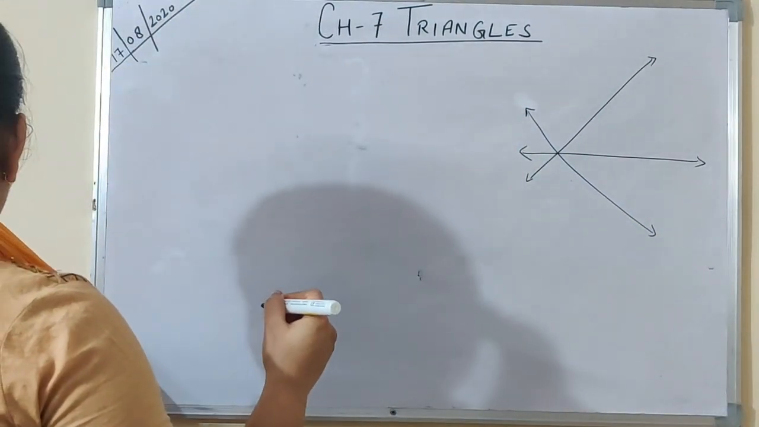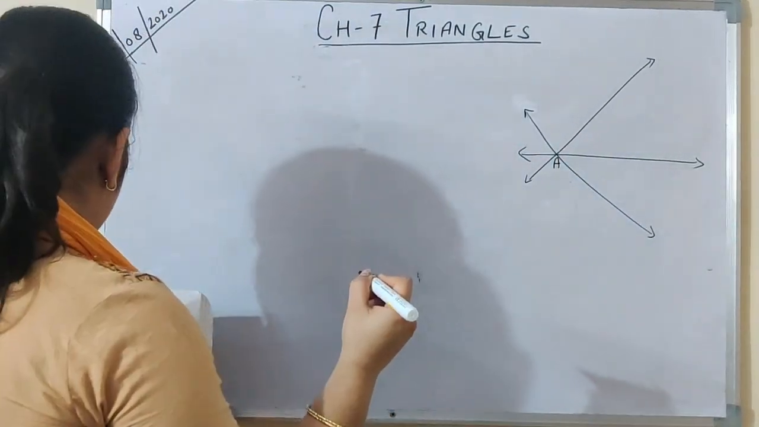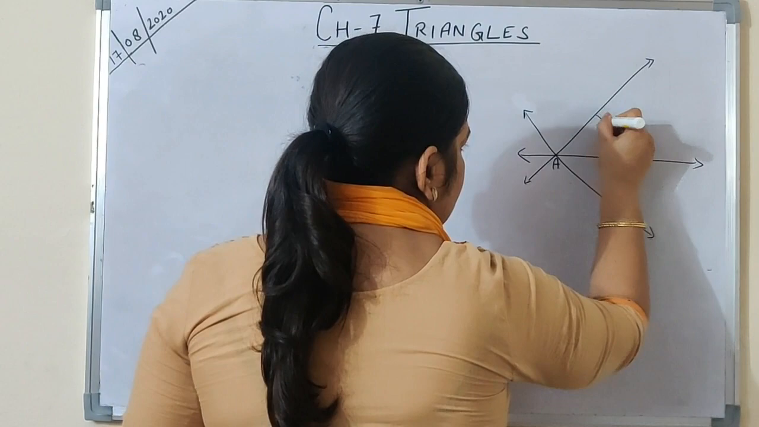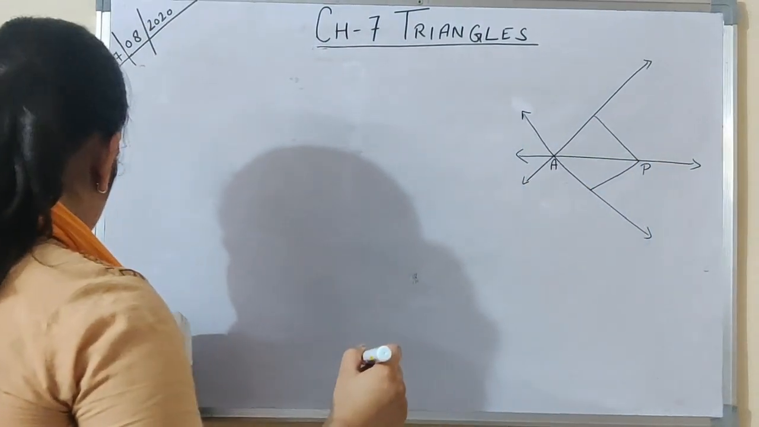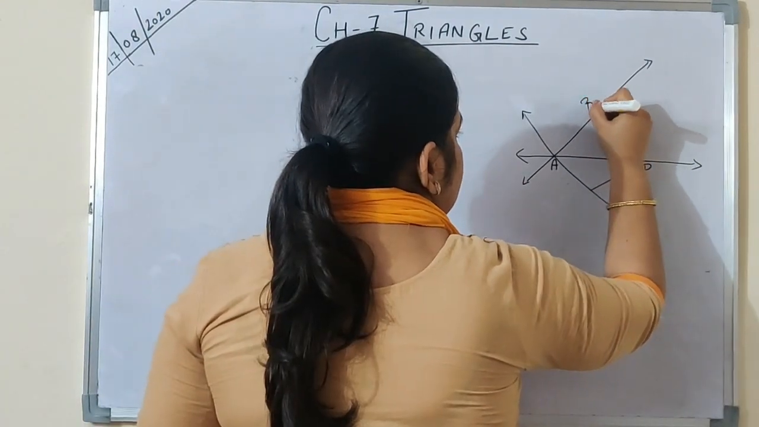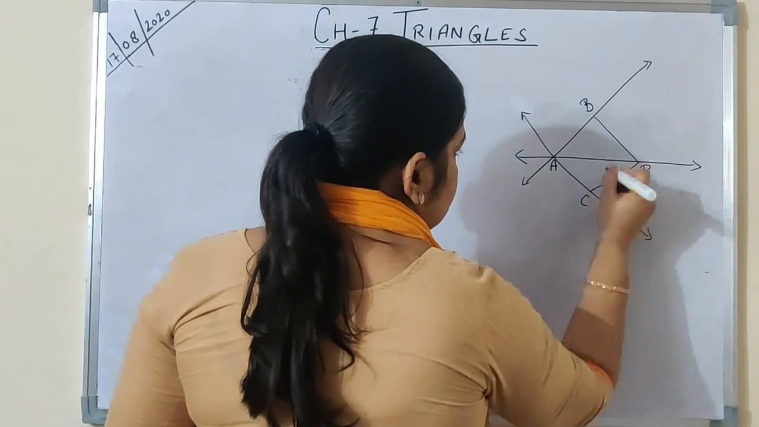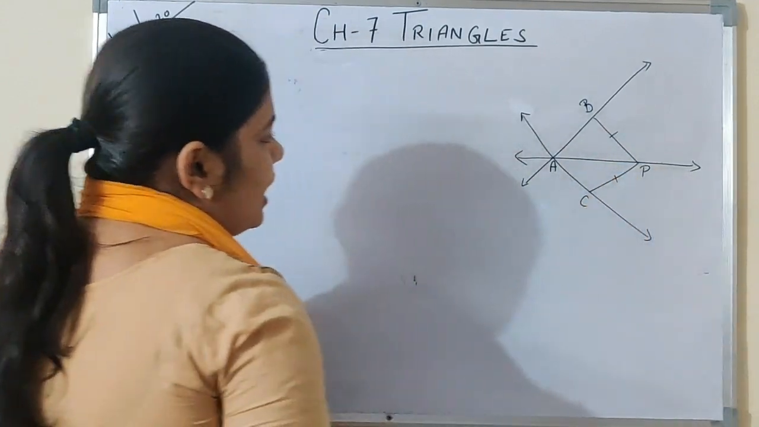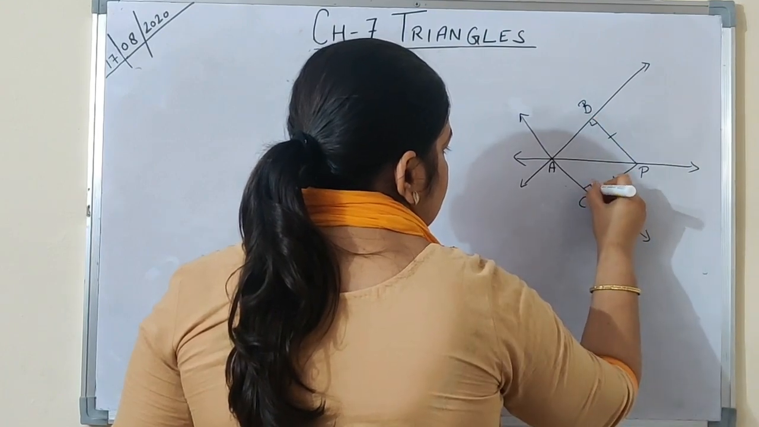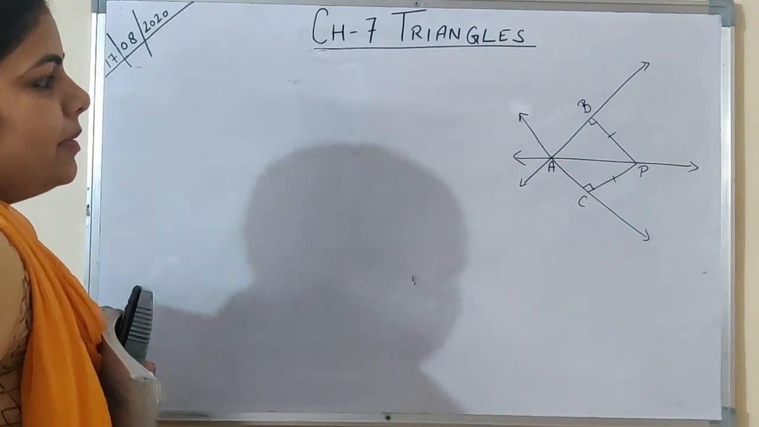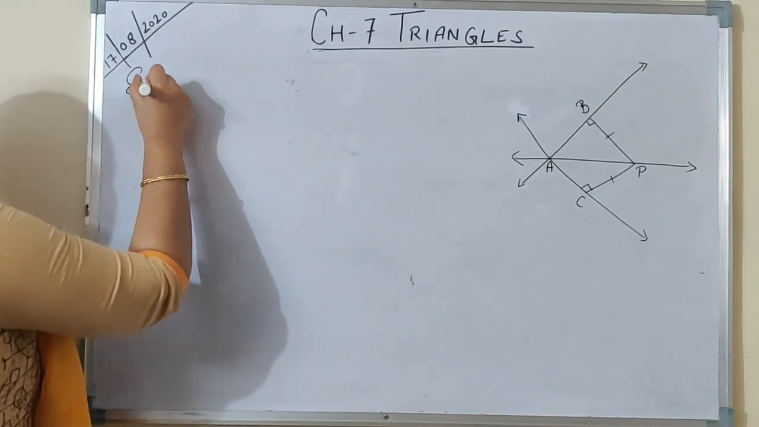Now these three lines are passing through one point, and that is A. Then there is a point P over here, and this point P is equidistant from B and C. Also, PB is perpendicular to AB and PC is perpendicular to AC.